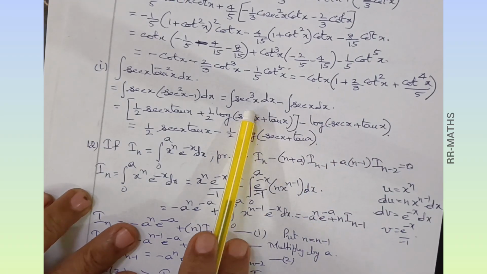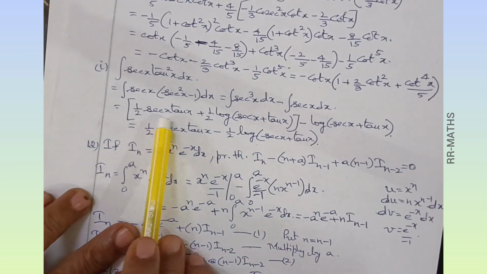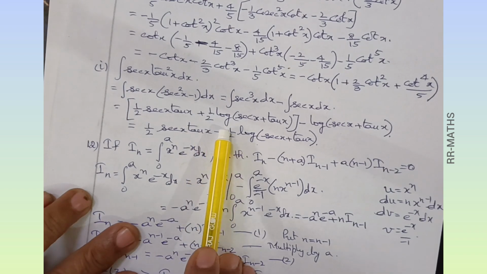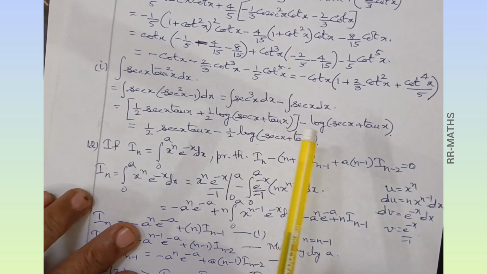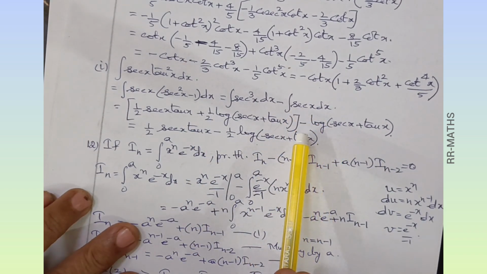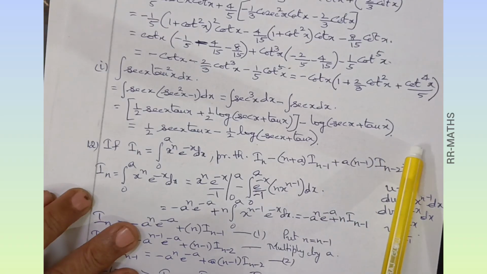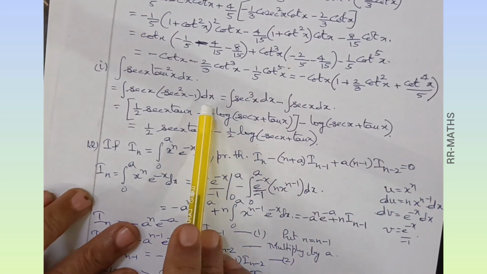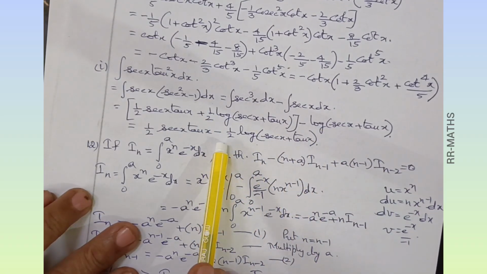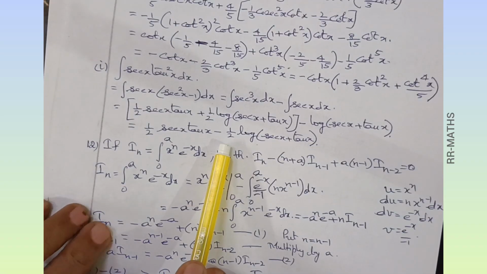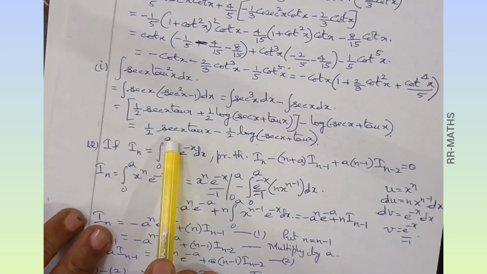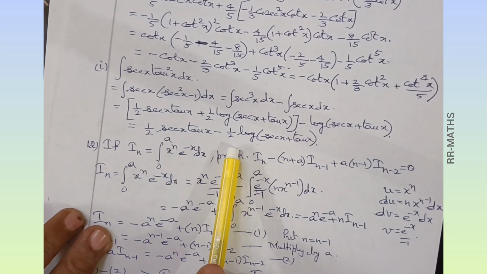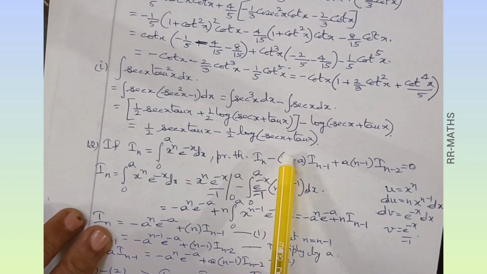Now secant cube, you apply a formula, you get half secant x tan x plus half log of secant x plus tan x, and integral of secant x will give you minus log of secant x plus tan x. So this is plus half and this is minus 1. So if you simplify, you get minus half. So it is half of secant x tan x minus half of log secant x plus tan x.